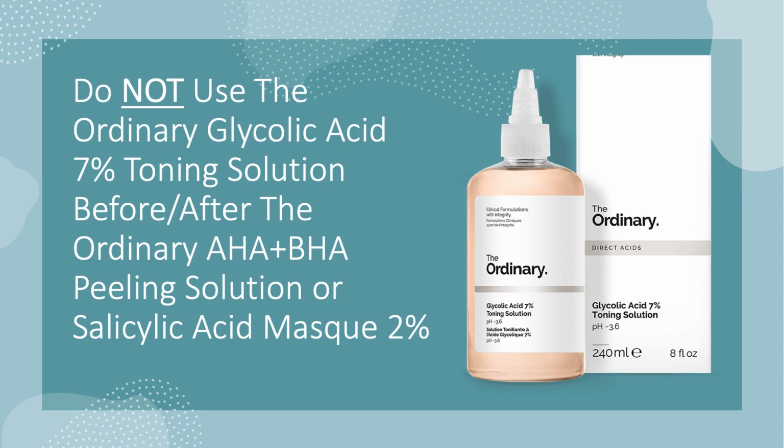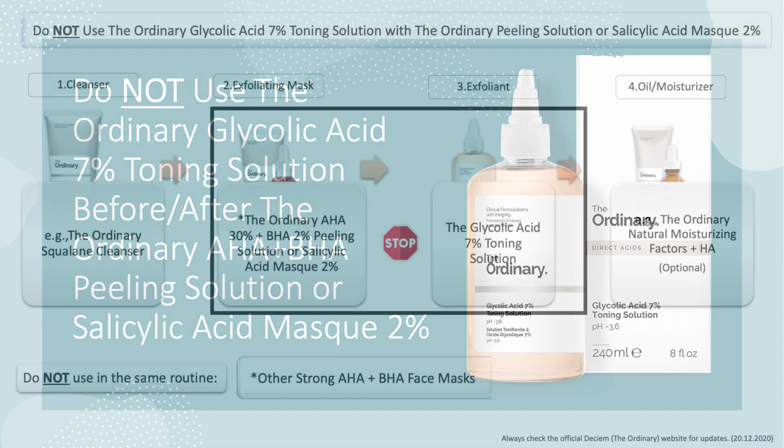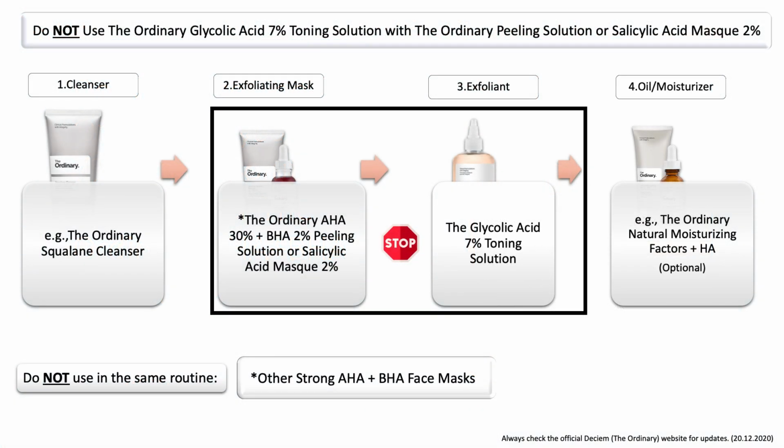Then another part that I want to talk about, which I highly recommend not to use, is also the Ordinary Glycolic Acid toning solution, and basically using it in the same routine as the Ordinary AHA/BHA peeling solution mask or the 2% salicylic acid mask. So please do not use this combination in the same routine.